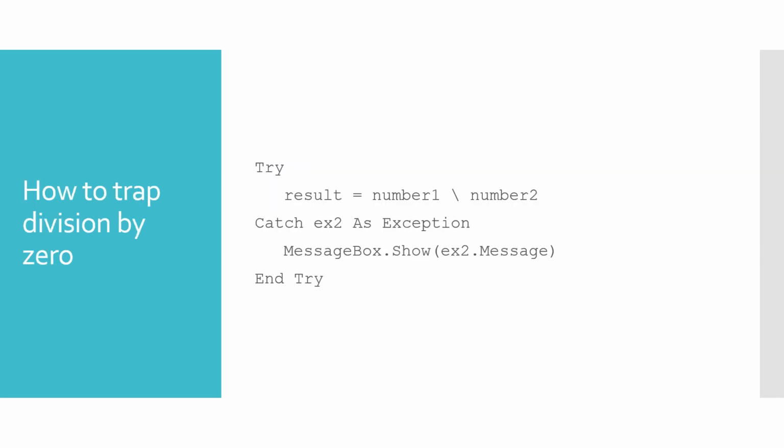Now, here we've got an example of how to catch division by zero. We're simply going to try and do our division. If you remember, this symbol here means integer division. Again, we catch the exception, and then we simply show it to the user. With try and catch, you can write incredibly flexible exception handlers, and I would encourage you to try them out and have lots of fun with them.